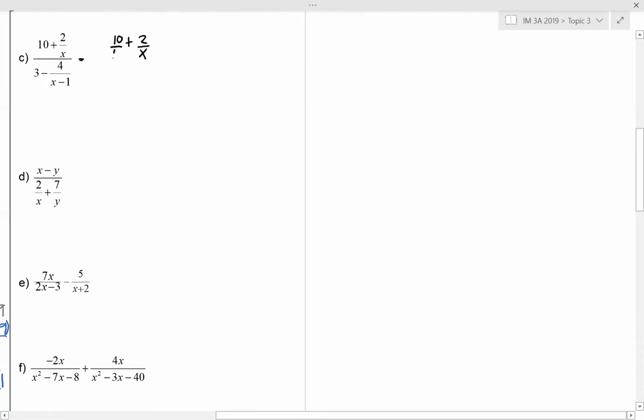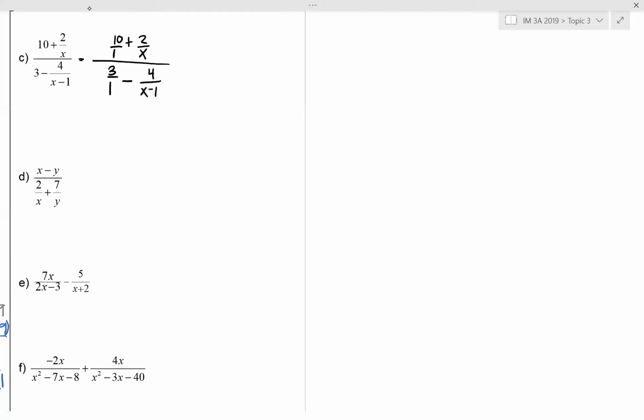Since the 10 doesn't have a denominator, I'm going to put it as 10 over 1. Same thing with the 3, so I'm going to make that 3 over 1. We have 3 over 1 minus 4 over x minus 1. Whenever we're subtracting, it's best to change it to addition and move the negative up with the numerator and change the signs of all the numerator if there's more than one term, just so you don't lose that negative when you have to multiply later.